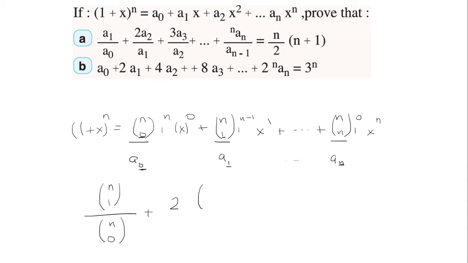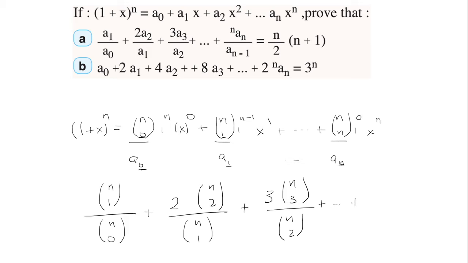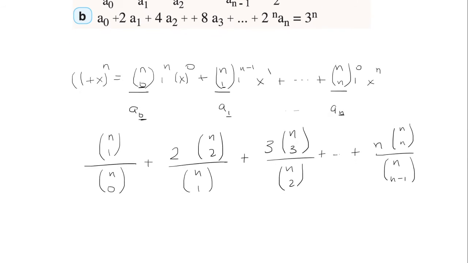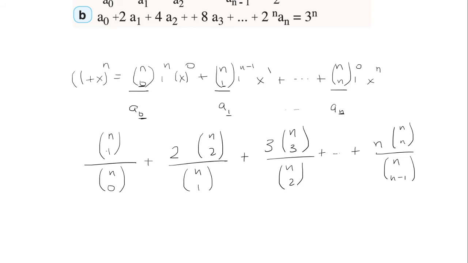That's 2. N choose 2 over n choose 1. N choose 3 over n choose 2. And then this is the nth term, so it'll be n choose n over n choose n minus 1. So on the top here, n choose 1 is just n, n choose 0 is 1.